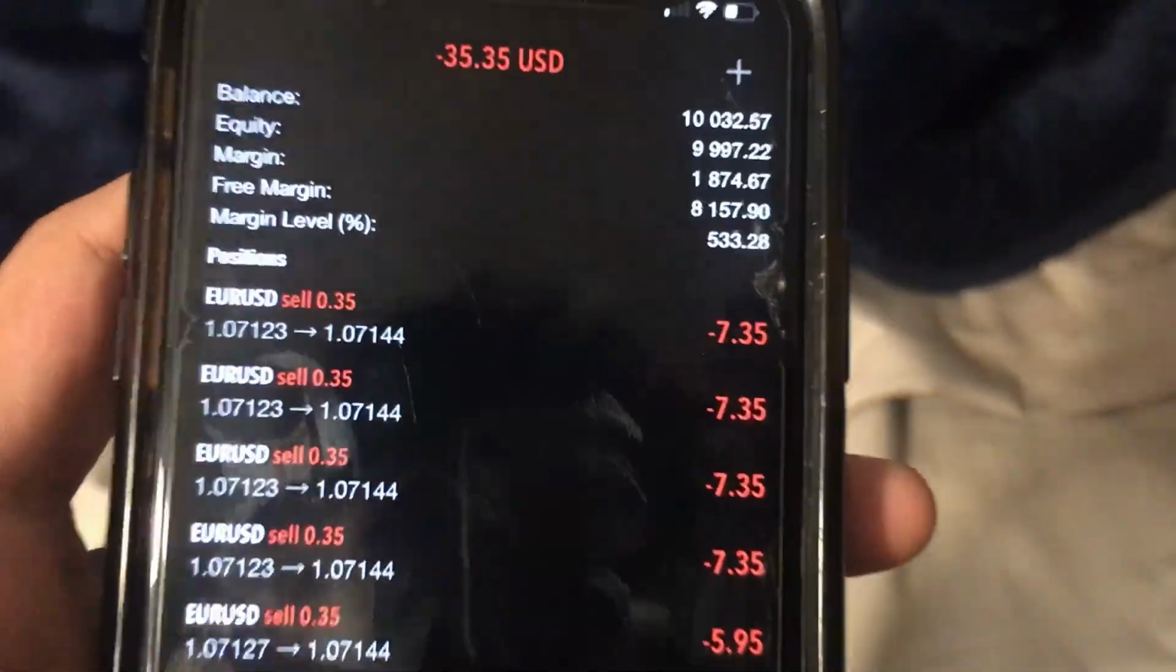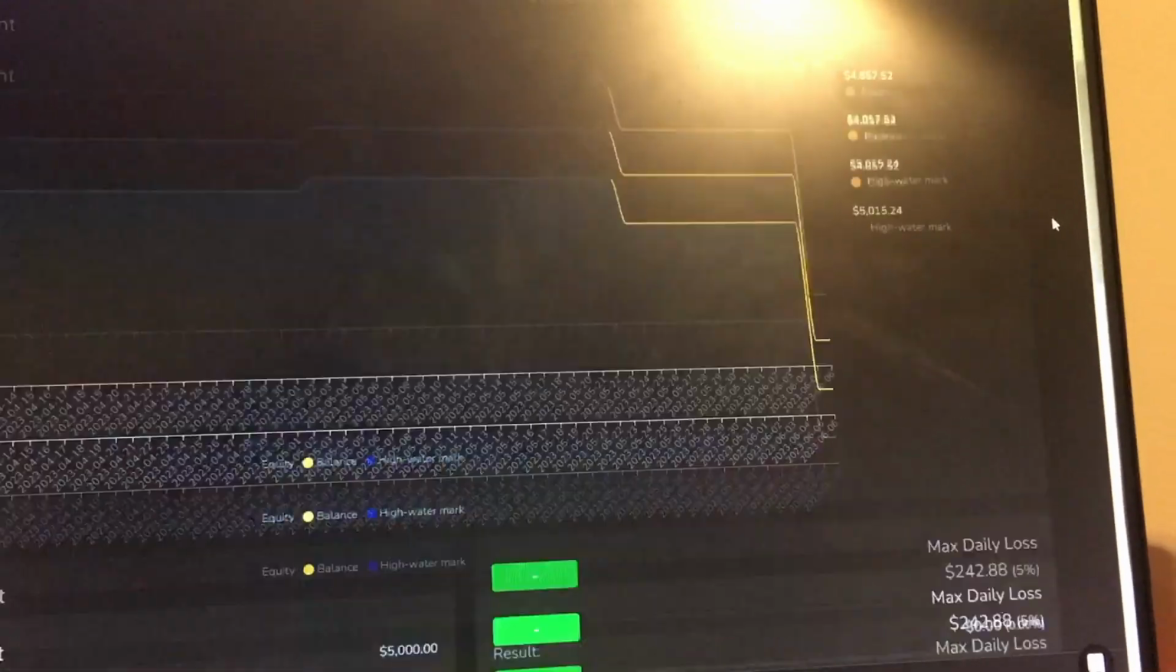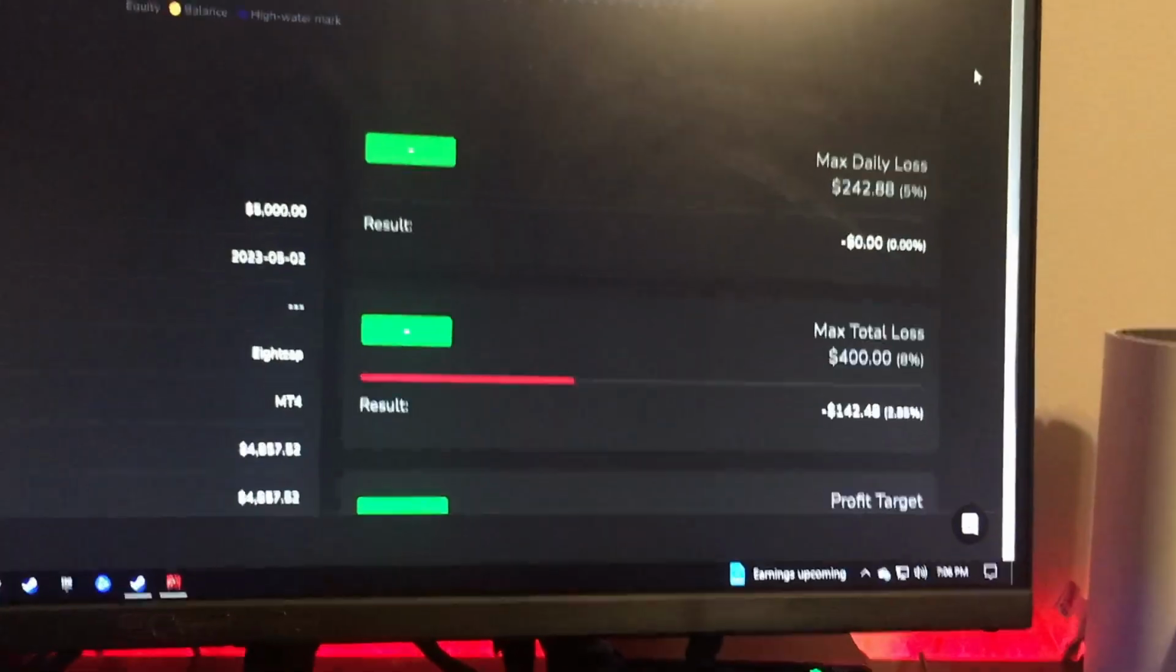So it's the last day, we're not able to trade now. So it's the account balance now. We're down basically 2.85%. Frustrated, guys. I really am. We can't lose more than 242 tomorrow.